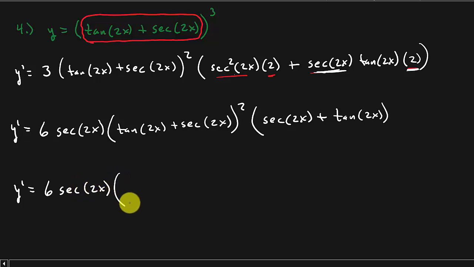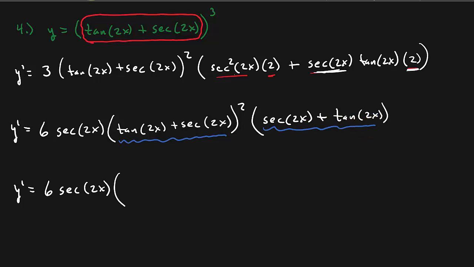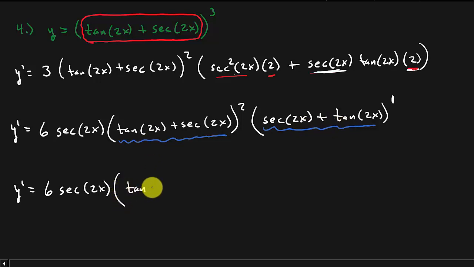Times, now, do you see here, let me change colors. Do you see here how we have like bases? This is to the first power. I know the tangent's written first here, secant's written first here, but you can swap them. These bases are the same. What happens when we have like bases and we're multiplying? That's going to be tangent 2x plus secant 2x.